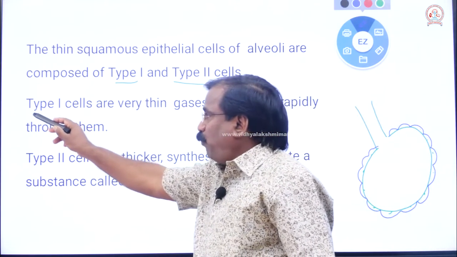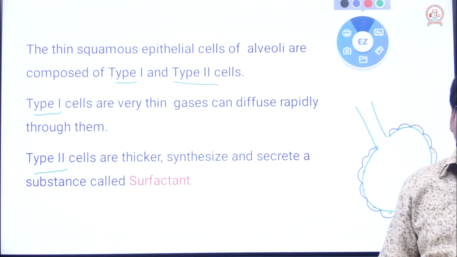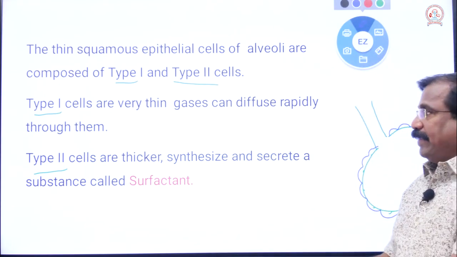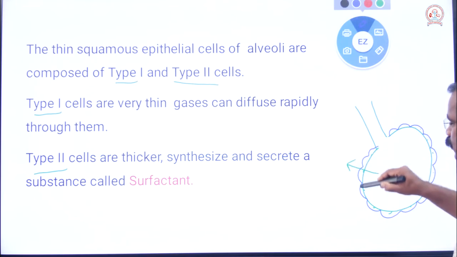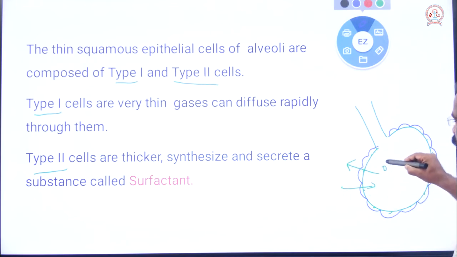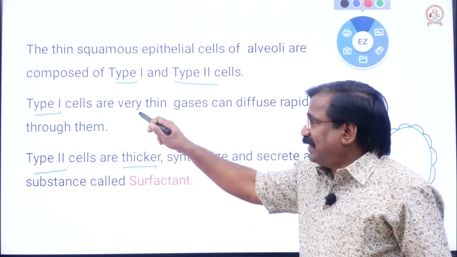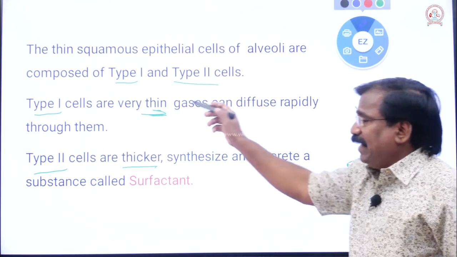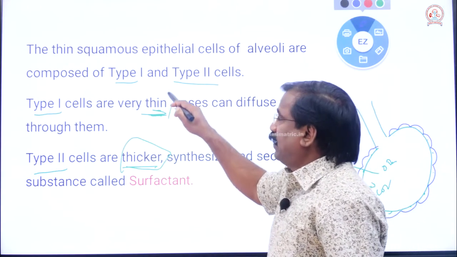What is the role of the type 1 cells and type 2 cells? Type 1 is actually responsible for gaseous exchange. Type 1 cells are responsible for diffusion of the gases. Type 1 is thin, very thin, so that air diffuses through it. Type 1 is thin and helpful for gaseous exchange. Type 2 cells are thick. This is the difference between type 1 and type 2.